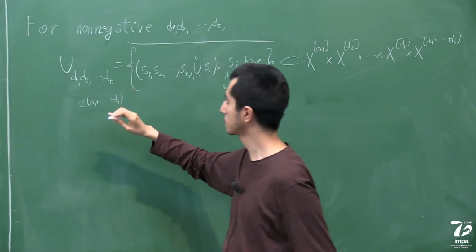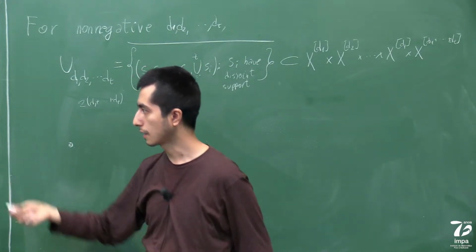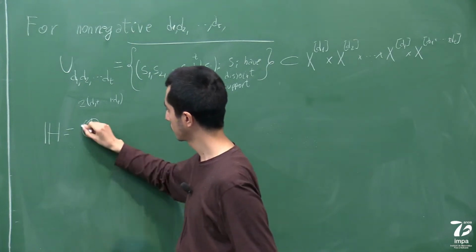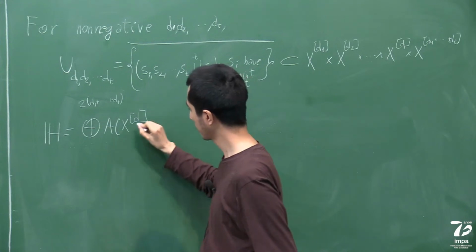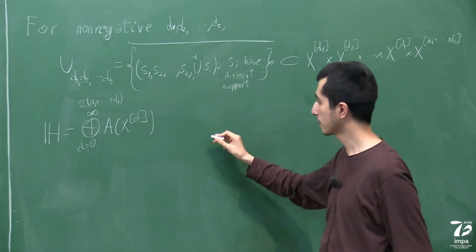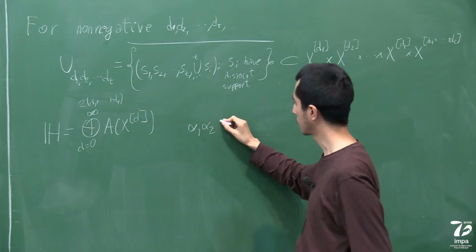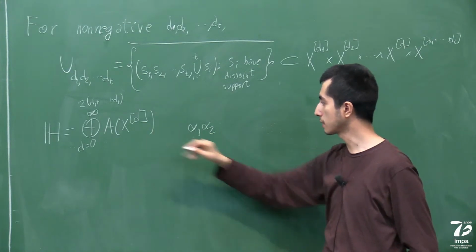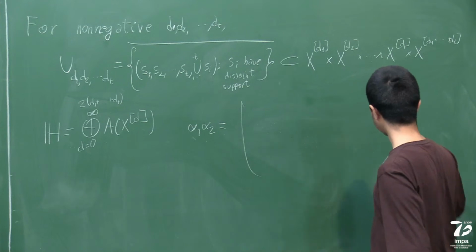We can use these schemes to define a product in the direct sum of A(X^[D]), from D=0 up to infinity. We will define the product of alpha_1 and alpha_2, if alpha_1 has degree D_1 and alpha_2 has degree D_2, to be the convolution given by this graph here.